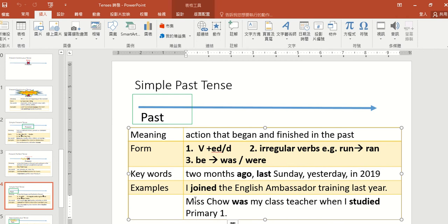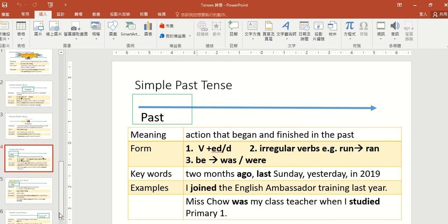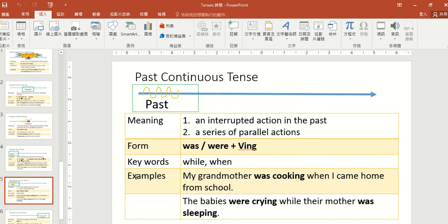Examples will be, I joined the English ambassador training last year. Miss Chow was my class teacher when I studied primary 1. Okay, so these are some of the examples for your reference. Simple past is easy, so let's move on to past continuous.